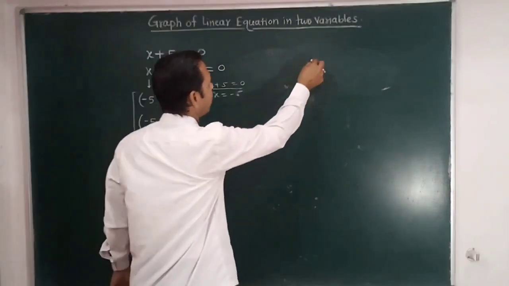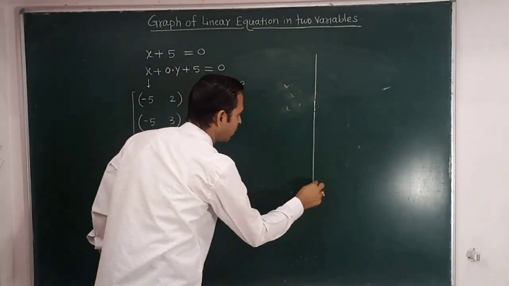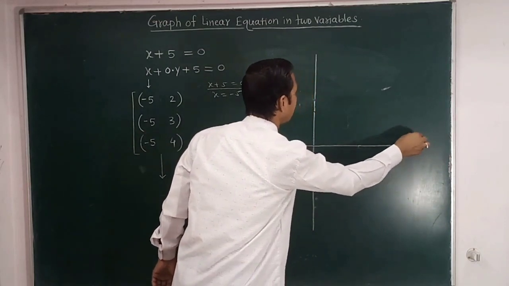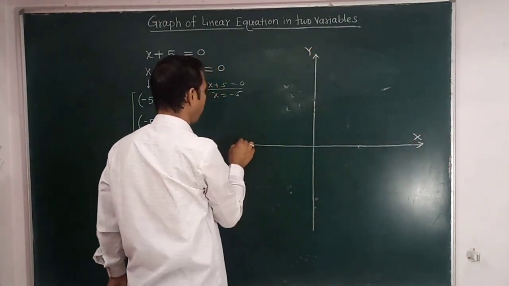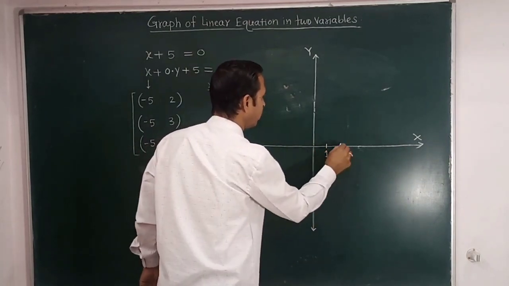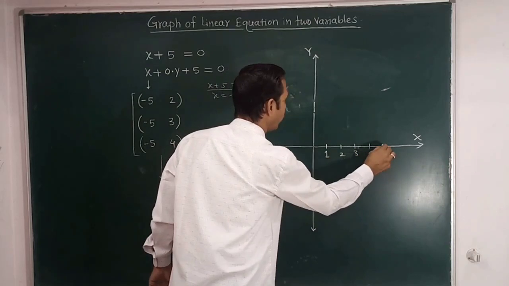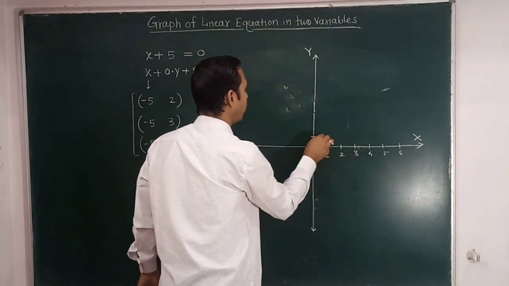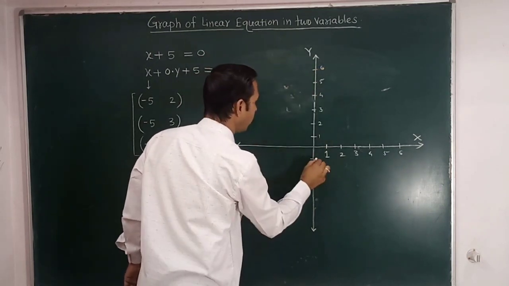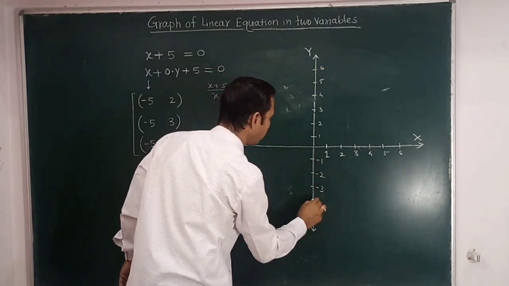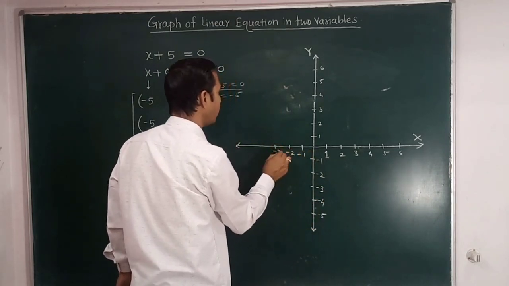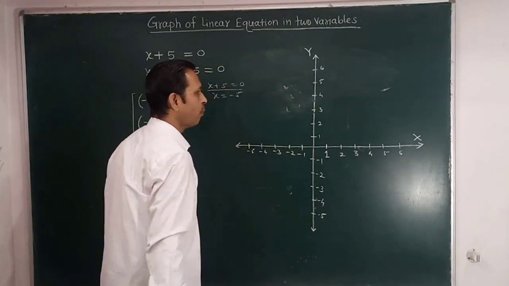Now suppose the graph is given like this. This is the y-axis, this is the x-axis. Now mark here the points after 1 centimeter: 1, 2, 3, 4, 5, 6. Here is 1, 2, 3, 4, 5 and 6. Here is -1, -2, -3, -4, -5. Here is -1, -2, -3, -4 and -5.